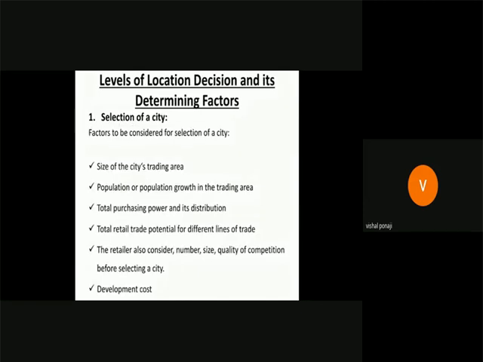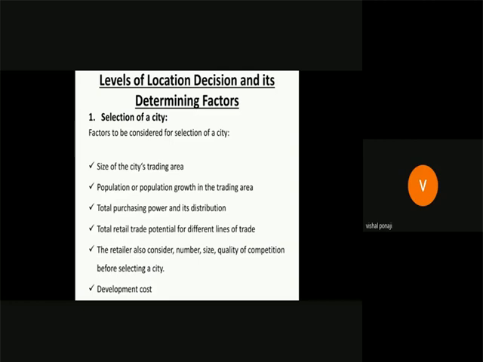When people are selecting the type of city, the major factors to be considered are the size of the city, the trading area, how much business happens, and how geographically the business can be spread. Also, as I told you, the growth of the population residing in that particular trading area has to be considered.